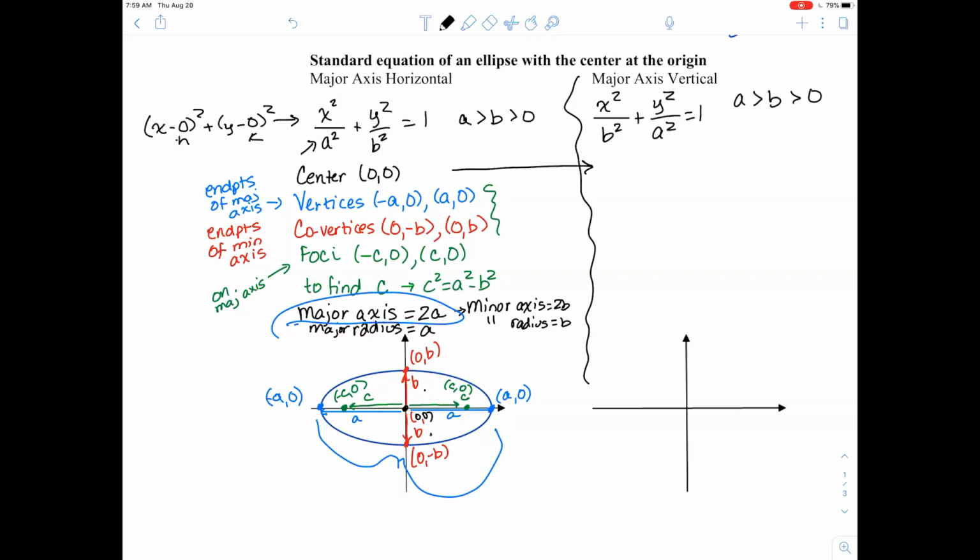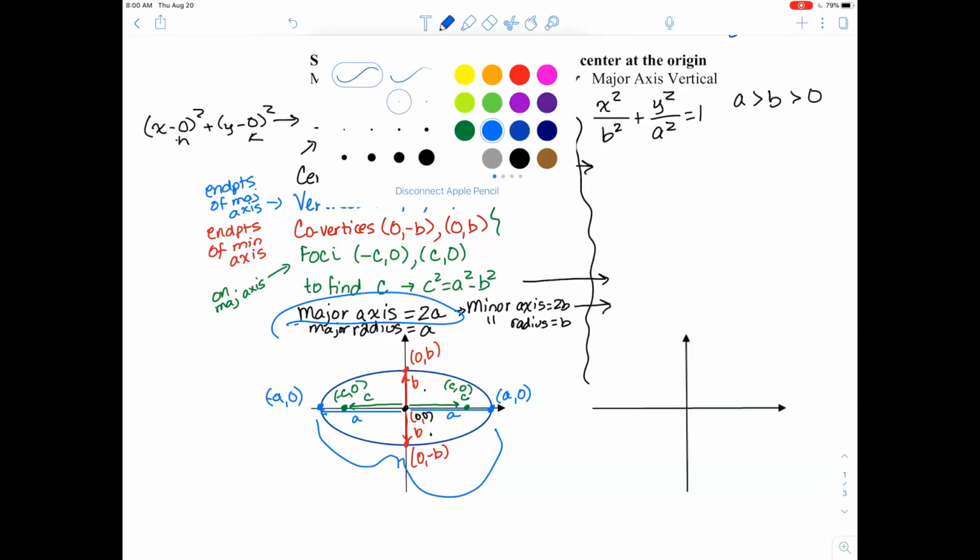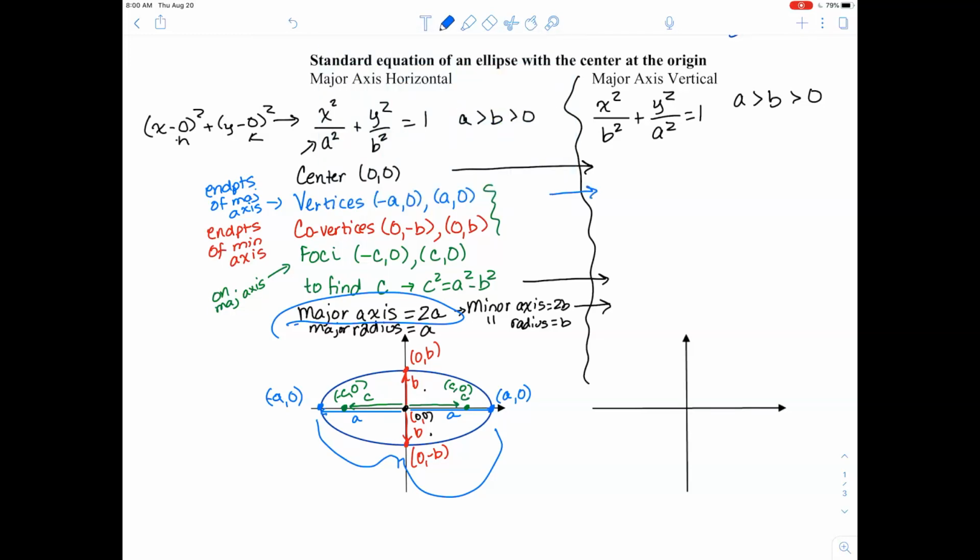Okay, things that don't change: the center will be the same. To find c will be the same. Major and minor axis information will be the same. It's just the vertices, covertices, and the foci, they're going to do a little switching around. So your vertices in this case would be at 0, negative A, because you've got to go up and down. It's a vertical axis, so that means it's going up and down. And 0, positive A.